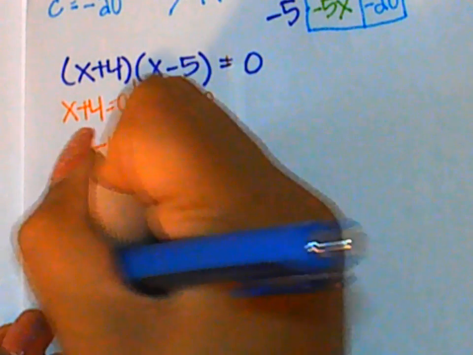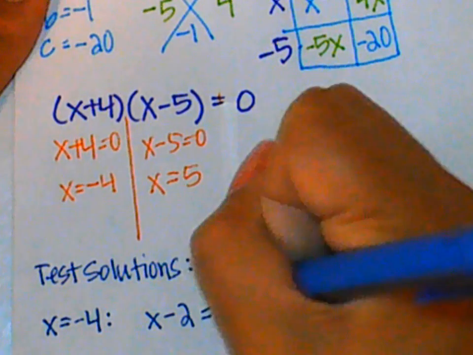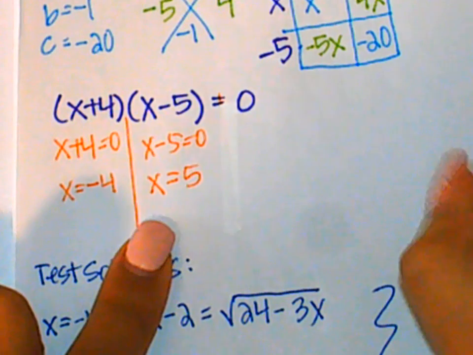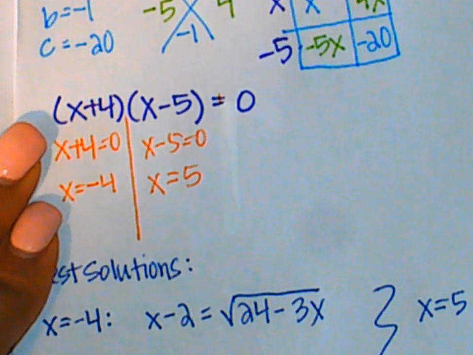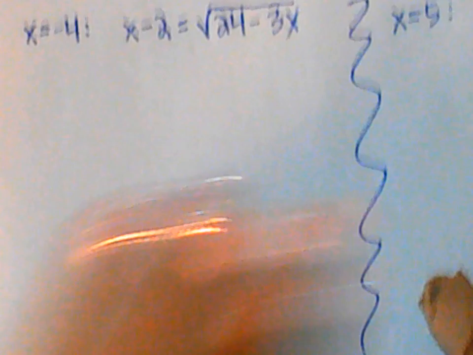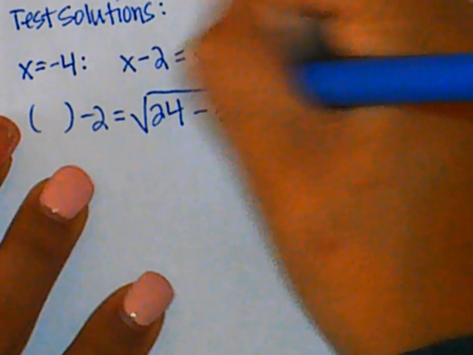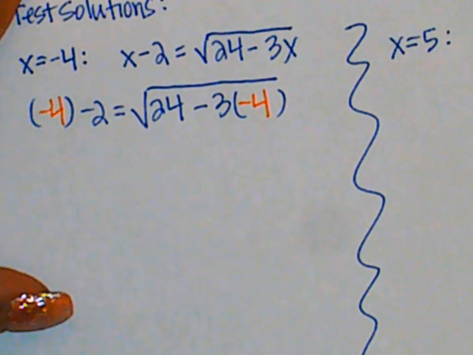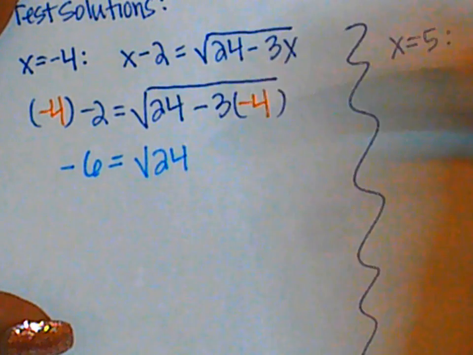I am going to take that x is equal to negative 4, and I am going to plug it into my original equation, which was x minus 2 is equal to the square root of 24 minus 3x. But then I'm also going to take that second point and do the same thing. So x is 5, plug it into x minus 2 is equal to the square root of 24 minus 3x. And I know you can't see that yet, but I will put it there when we get there. So x minus 2 is equal to the square root of 24 minus 3 times x. Substitute my x values, and I get negative 4 minus 2 is negative 6 is equal to 24 plus 12.